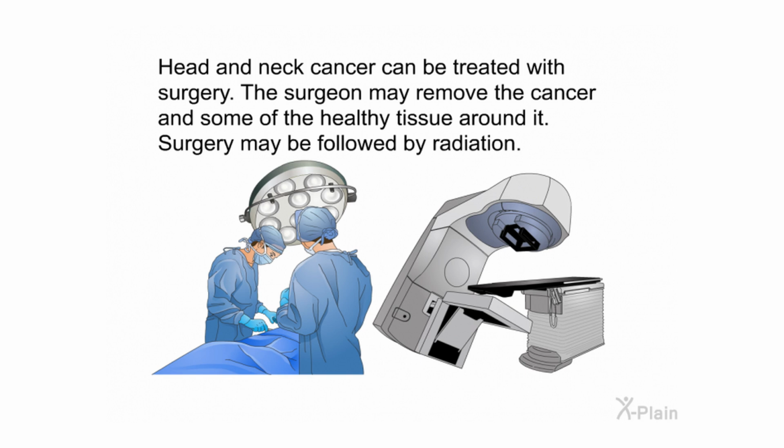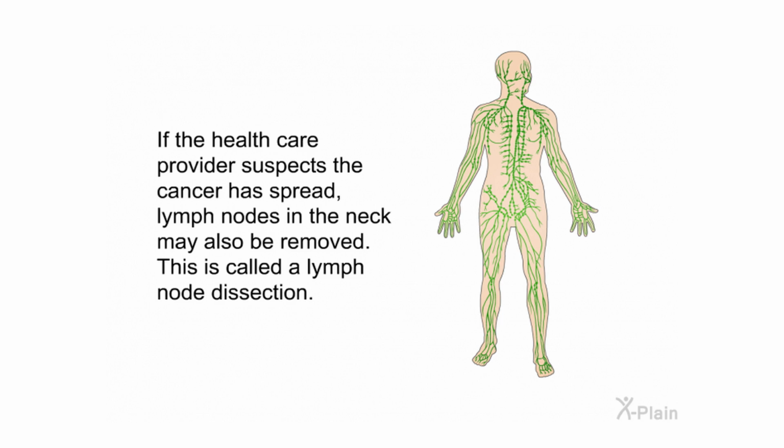Head and neck cancer can be treated with surgery. The surgeon may remove the cancer and some of the healthy tissue around it. Surgery may be followed by radiation. If the healthcare provider suspects the cancer has spread, lymph nodes in the neck may also be removed. This is called a lymph node dissection.